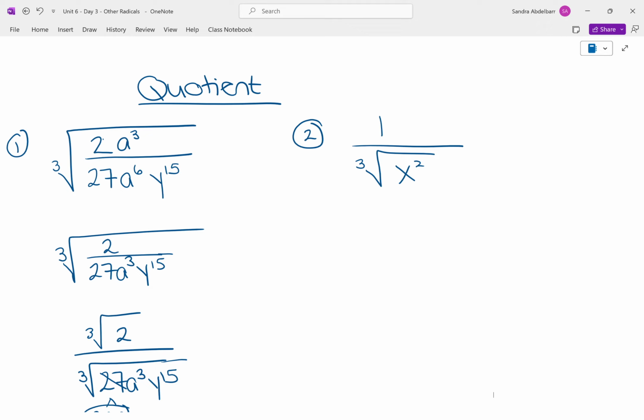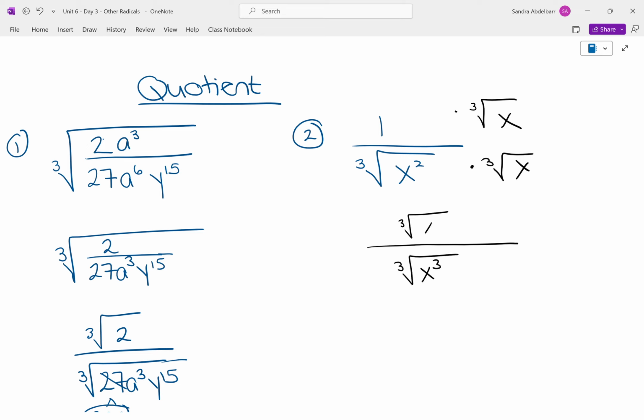In order to get rid of the radical, for this radical, I need 3 of the same thing. Don't I already have 2 x's under here? X times x? So what does that mean I have to multiply by? Just 1 more x. So this is going to be the cubed root of x times the cubed root of x. So in my denominator, I'm going to have the cubed root of x cubed, and in my numerator, I have the cubed root of just x.